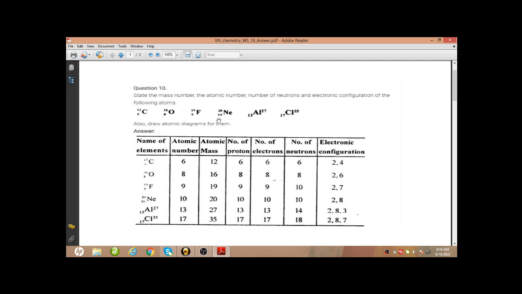And atoms we can represent in these two manners. Either diagonally, in this manner, with the mass number and atomic number, or we can write them on the same side in this manner. Both are correct. Okay, now let's start.